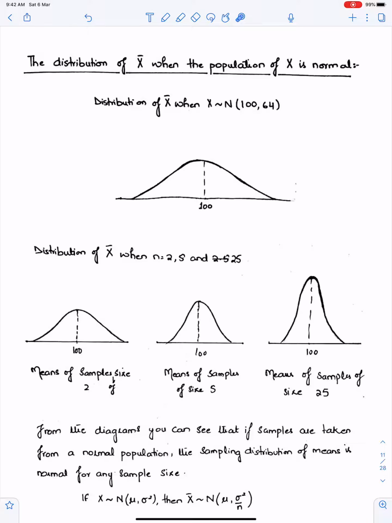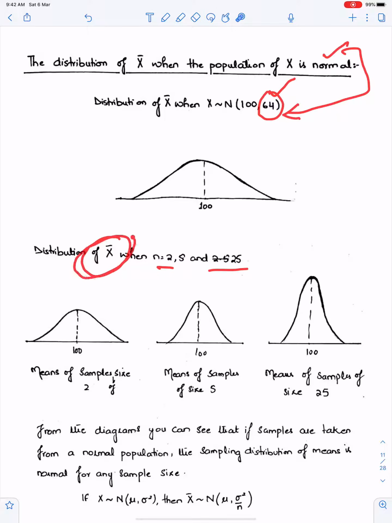You have to understand this well. The condition is X is normal and sigma square is known. So when you have these two conditions, the population is normal and sigma square is known, then for any sample size, the distribution of x bar will always be normal.